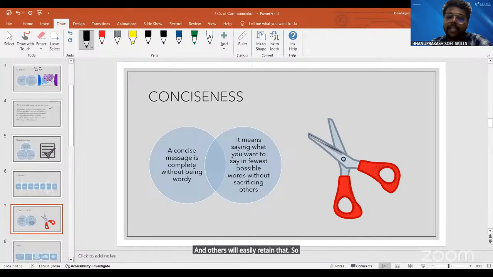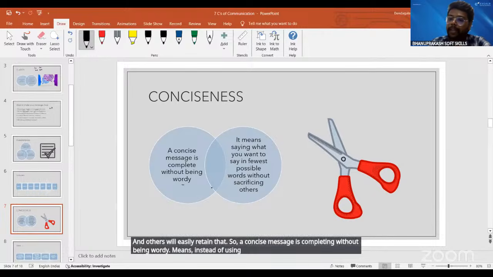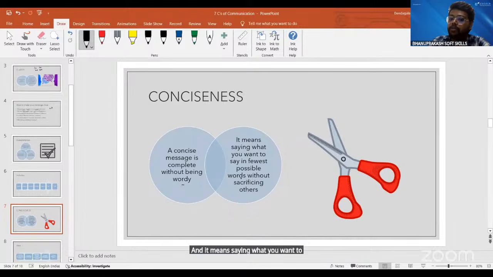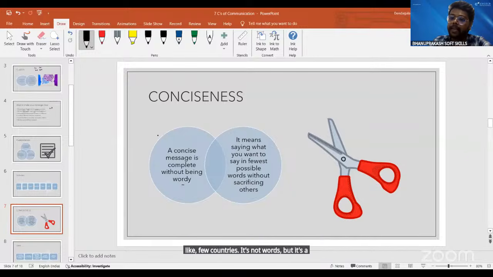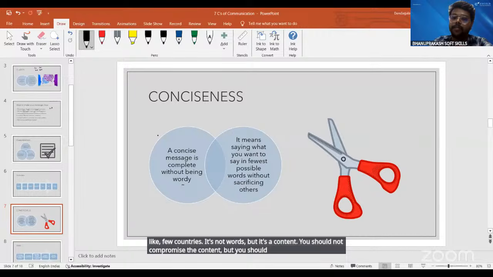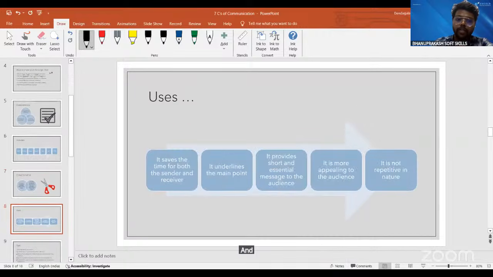So a concise message is completing without being wordy. Instead of using a lot of words, you should complete the message within a few words. Just like I have told you, the one word substitutes really work well here. It means saying what you want to say in the fewest possible words without sacrificing anything else. Conciseness doesn't mean we should compromise on content. You should not compromise the content, but you should compromise with the words. And it saves time for both the sender and receiver.